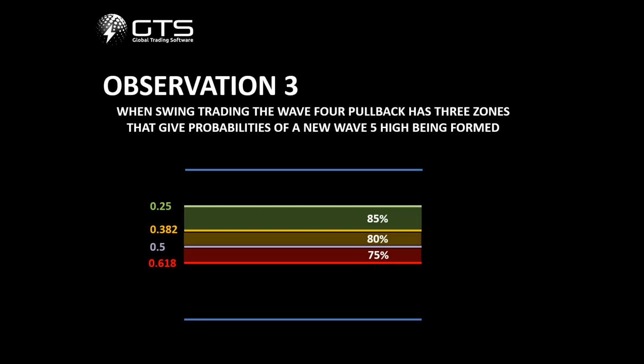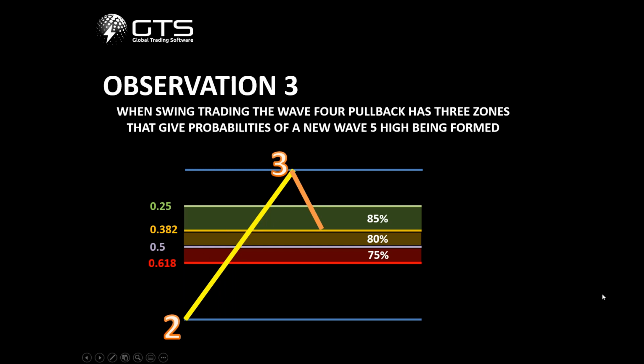Observation 3: when swing trading, the wave 4 pullback has 3 zones that give probabilities of a new wave 5 high being formed, okay? And they're fib zones, if you like. So you'll see that's 0.25. I've rounded one of them up to the 0.239 to 0.25, okay? So if it goes between 0.25 and 0.382 and finds support, there's an 85% chance it's going to go on and hit and make that fifth wave.